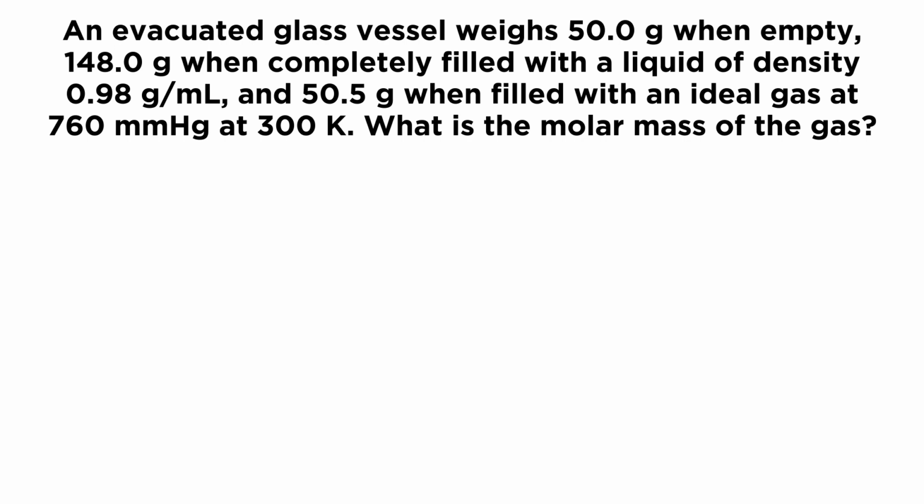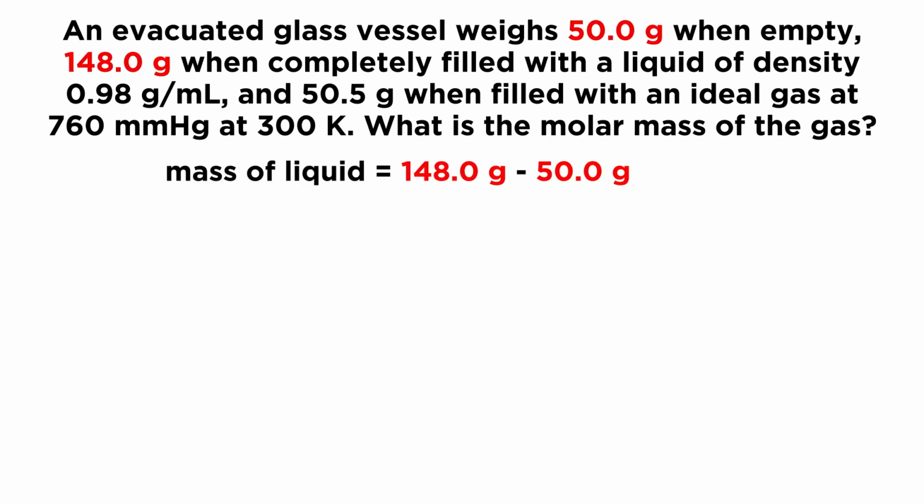Okay, first let's do some very basic calculations to get the values that are going to be relevant. First, we're told that we have some liquid, and we know that the vessel filled with liquid is 148 grams, and then without the liquid is 50 grams, and so simply by subtraction, we know that the liquid has a mass of 98 grams. That is the mass of the liquid that completely fills this glass vessel.